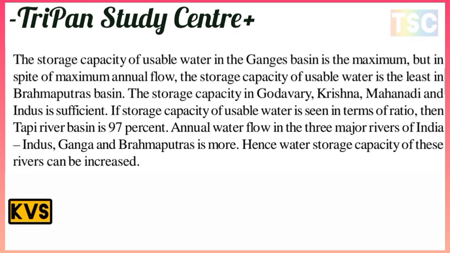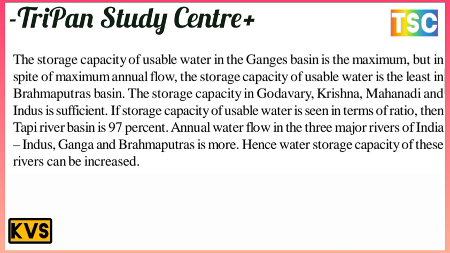The storage capacity of usable water is maximum in the Ganga basin, in spite of the maximum annual flow. The storage capacity of usable water is the least in the Brahmaputra basin. The storage capacity in the Godavari, Krishna, Mahanadi and Indus is sufficient. If the storage capacity of available water is seen in terms of ratio, then the Tapti River basin is 97%. Annual water flow in the three major rivers of India, Indus, Ganga and Brahmaputra, is more, and the water storage capacity of these rivers can be increased.